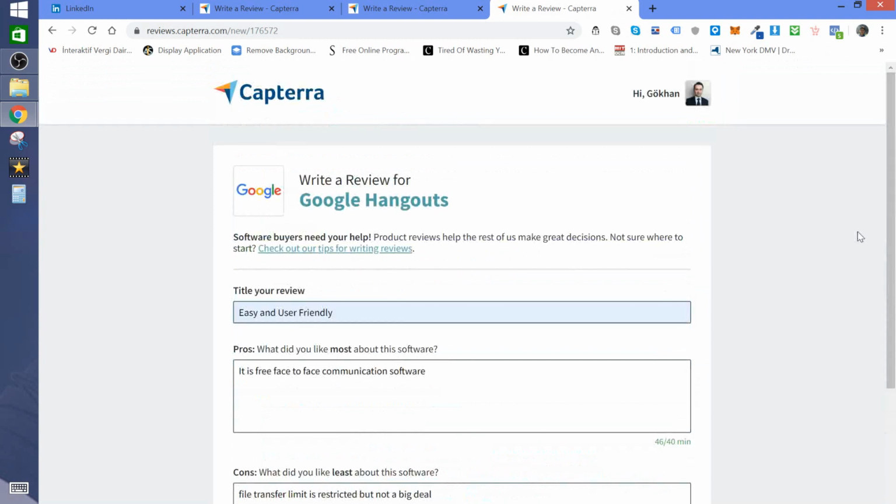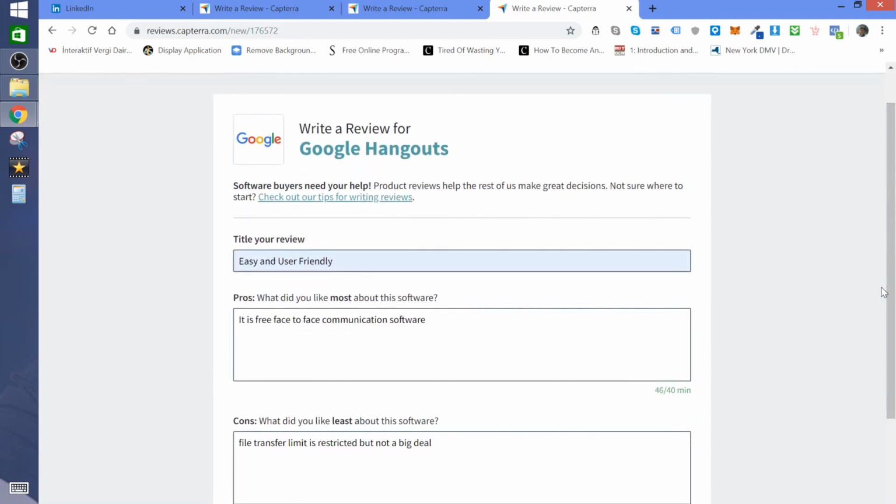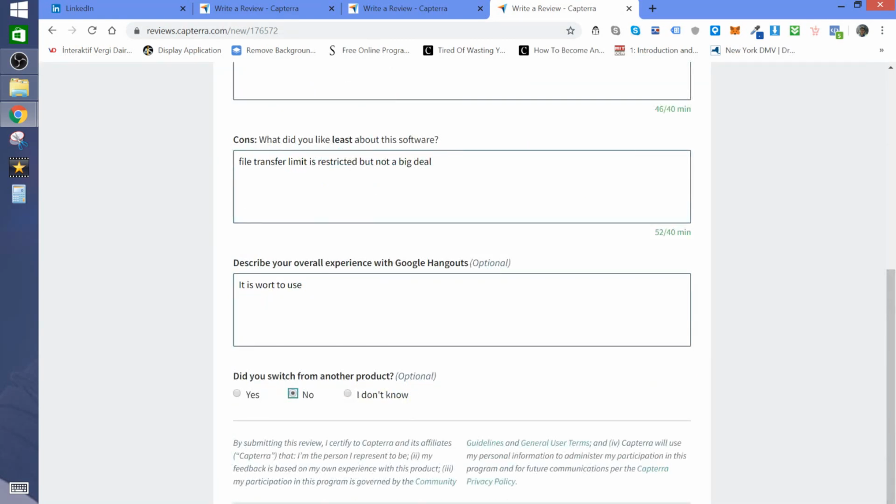The most important point in these reviews is that all reviews are controlled manually, so you need to write logical and real reviews, because Capterra's aim is to help other people when they select a software. So we earn $5. It's not a big deal, but it should be real, because we should be honest in writing reviews on Capterra. So I'll submit this form.